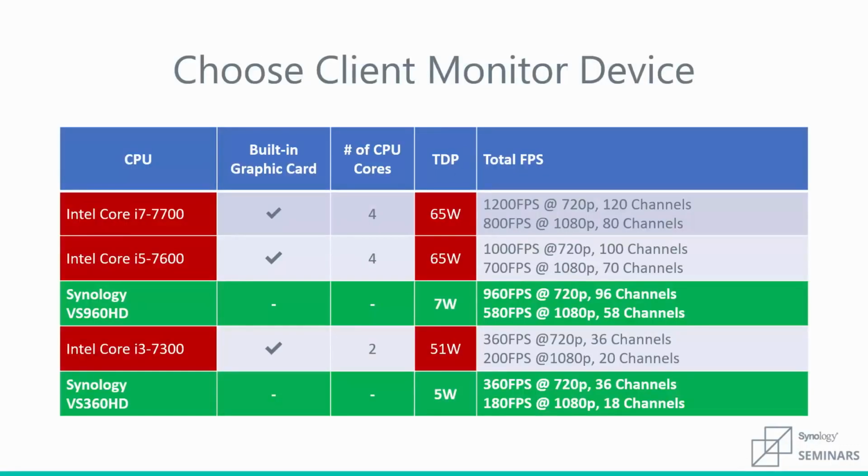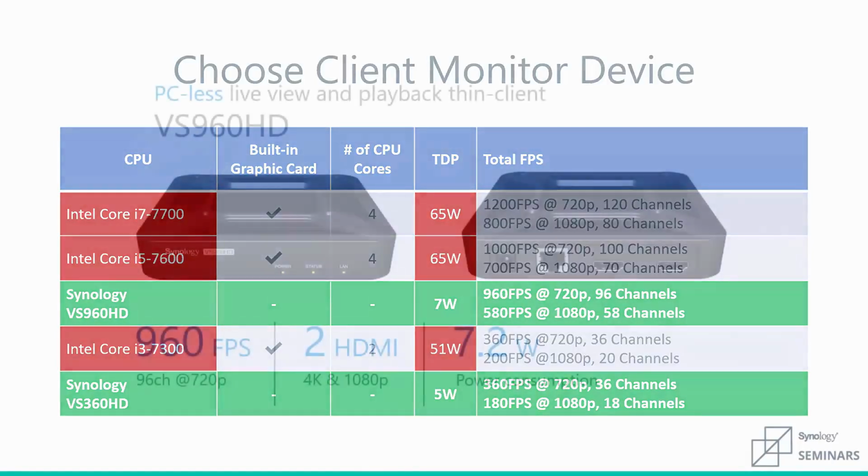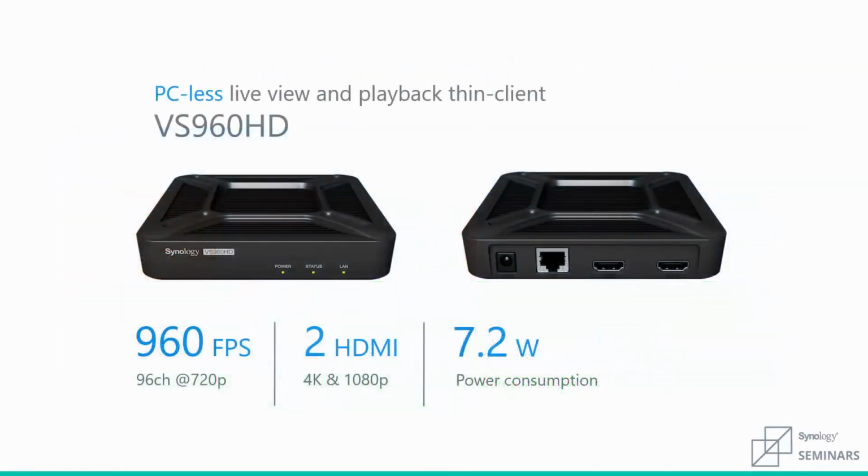Once you've got your deployment set up, you'll need a way to view and manage all of your devices. Before spending your time and money to build a computer, consider one of Synology's visual station units. The VS960HD can live view as many channels as a computer with an i5 processor at a fraction of the cost. These visual station units are our thin clients, which connect directly to Surveillance Station. Simply connect the device to your network, add a keyboard, mouse, and up to 2 monitors, and you're ready to go.